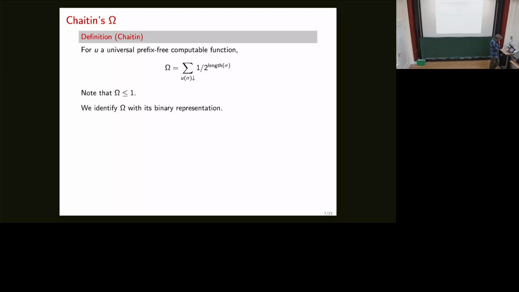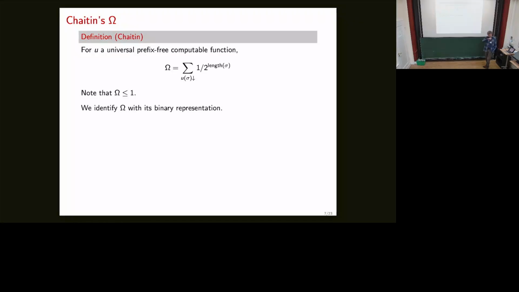And then, how about some examples? This particular one is known as Chaitin's omega, and here's the definition. Choose a universal prefix-free computable function U. Remember, its domain is an antichain. Capital omega, which depends on which U you choose, is the measure of the open set determined by the domain of U.